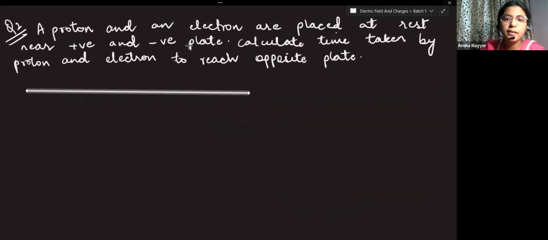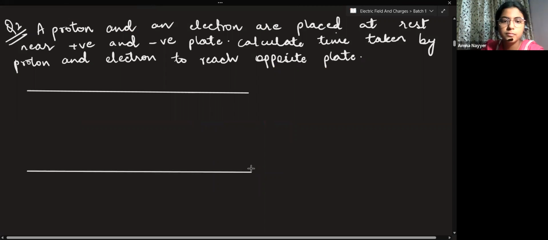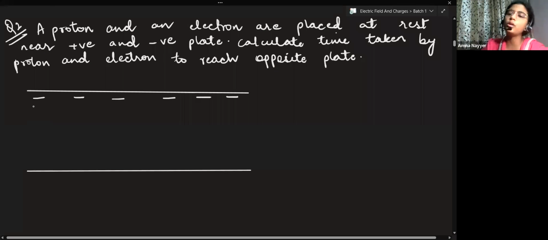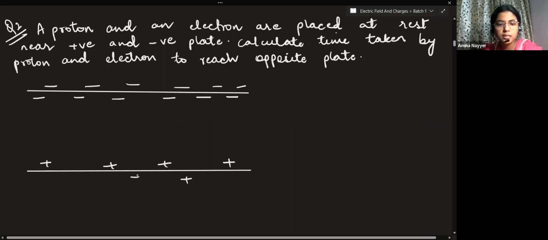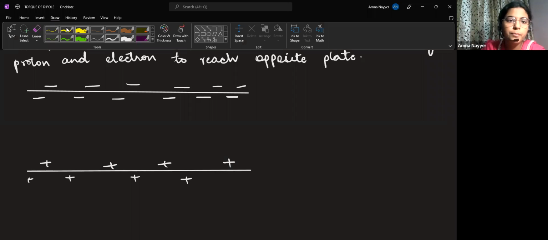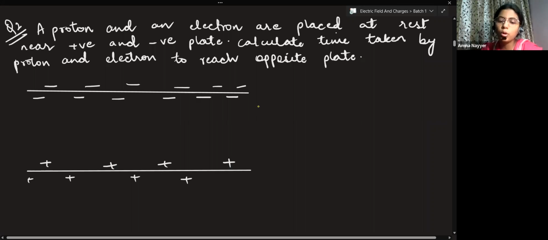This is a plate that I have. It will be having negative charge. This plate is negatively charged, so both the sides of this plate are negatively charged. Negative charge is there on this plate. Similarly, positive charges are on this plate. Now see, it says calculate time taken by proton and electron to reach the opposite plate. So electron is obviously here because negative charges are residing on this plate, and proton is here because positive charges are residing on this lower plate, the bottom plate.